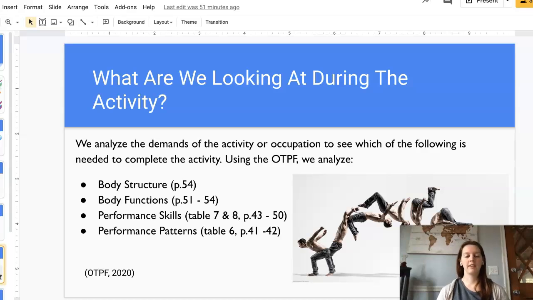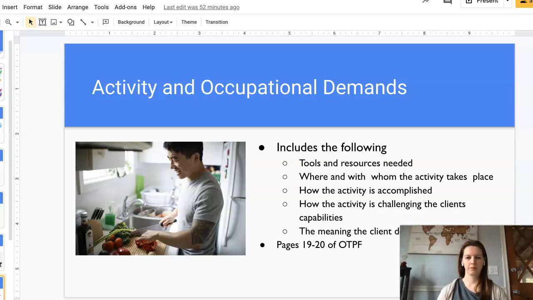So when we analyze the demands of the activity or occupation, we look at the body structures, the body functions, the performance skills, and performance patterns. Again, very clear distinction between all 4 of those. Make sure you have a good understanding. Activity and occupational demands include the following: tools and resources needed, where and with whom the activity takes place, how the activity is challenging the client's capabilities, and the meaning the client derives from the activity.